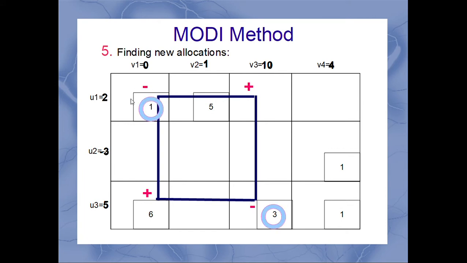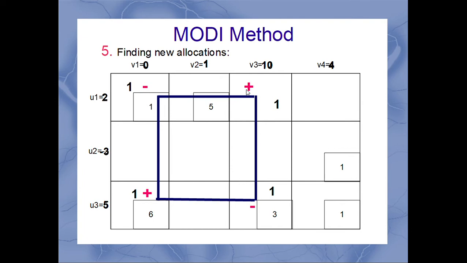In these two numbers with negative signs I will take the minimum number, and I am going to add and subtract this number to all the corners. Okay, here I am having a positive sign, so I am adding 1, and here I am having a negative sign, so I have to subtract this one from the allocation. Here I am having a positive sign, so I am going to add these two numbers, and here I am having a negative sign, so I will subtract these two numbers.